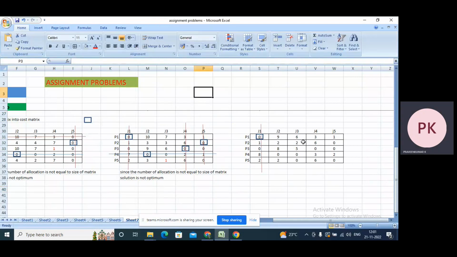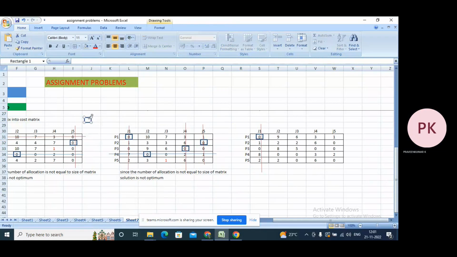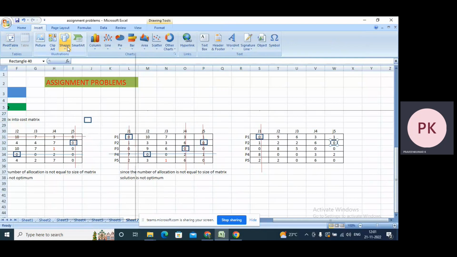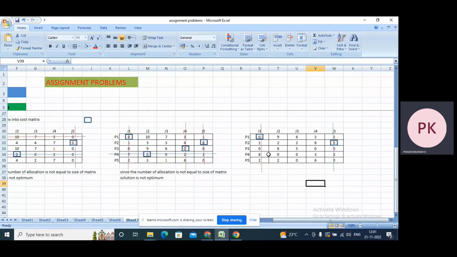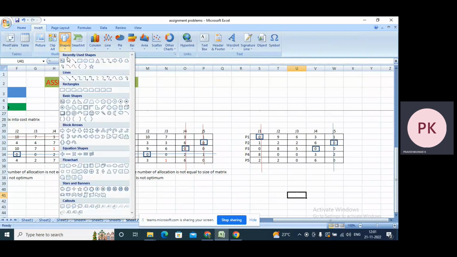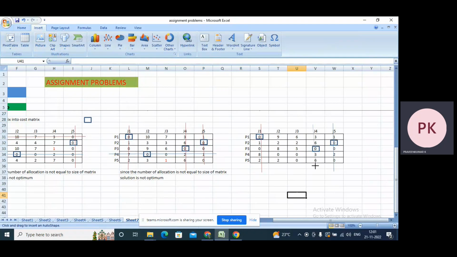Then go to the second row. In the second row again you have a single zero, 2, 2, 6, 0. I will allocate this single zero and I will cancel the corresponding column. This is my column. Go to the third row. You have a single zero here. Allocate this single zero and I'll cancel the corresponding column. This is my corresponding column.